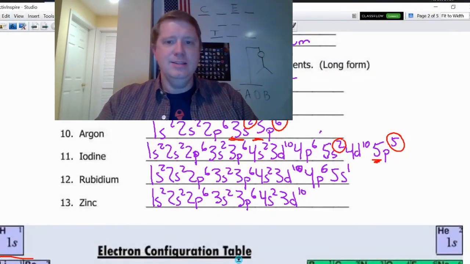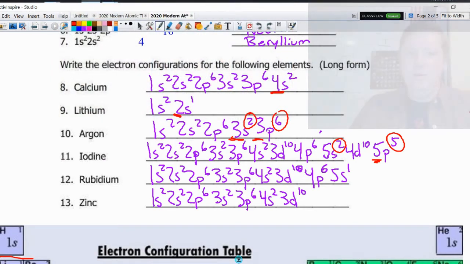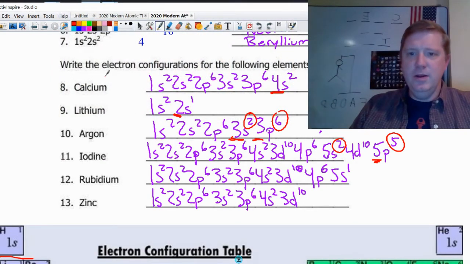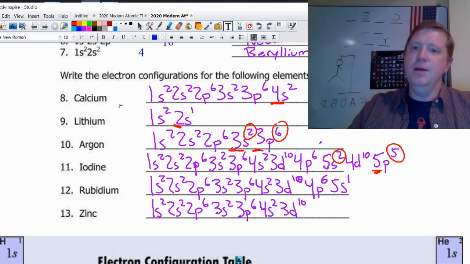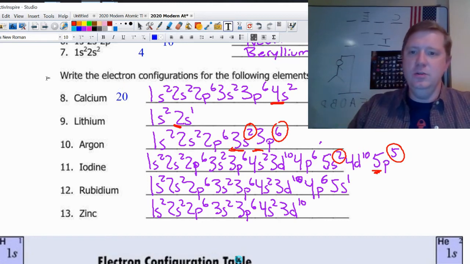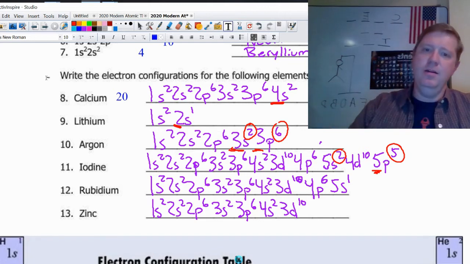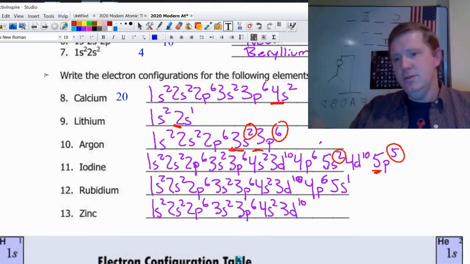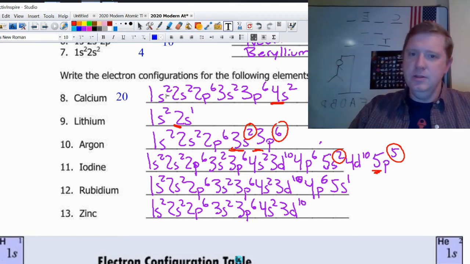All right, now let's take a second and look at the answers to 8 through 13. So, in the first one, we find calcium on the periodic table. And calcium, as you probably know now because you found it on the periodic table, has 20 electrons. And so we have to describe where those 20 electrons are using Aufbau's order that's on the back of your periodic table, or using the pattern that we see below.